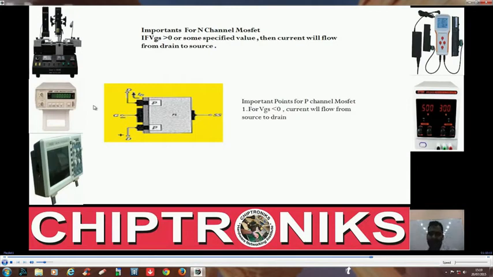I'm putting a stress on these two points about VGS, because this is very important. If you're not getting it, let's revise it again.